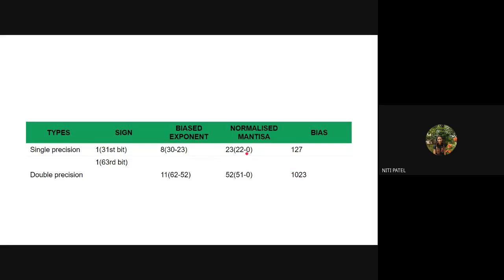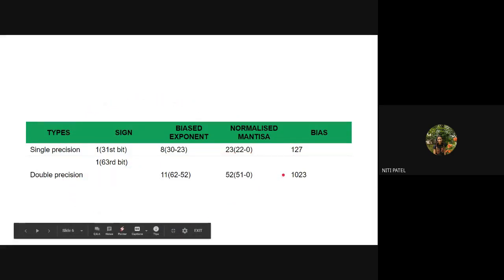From LSB to MSB, bits 0 to 22 are the mantissa, bits 23 to 30 are the biased exponent, and the 31st bit is the sign magnitude. For double precision, from the LSB, bits 0 to 51 are reserved for the normalized mantissa, bits 52 to 62 are stored for the biased exponent, and the 63rd bit represents the sign magnitude. Okay. Single precision biasing value is 127. Double precision biasing value is 1023.